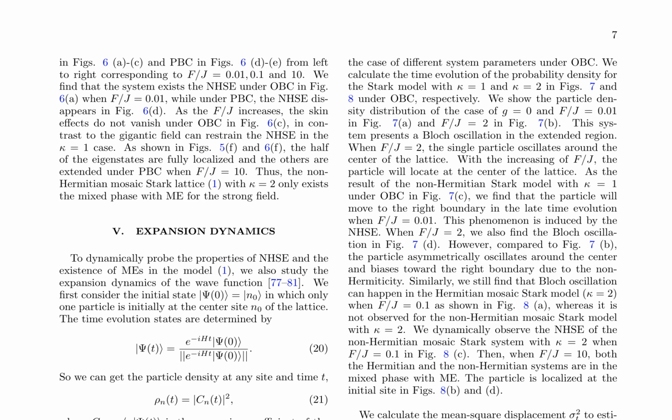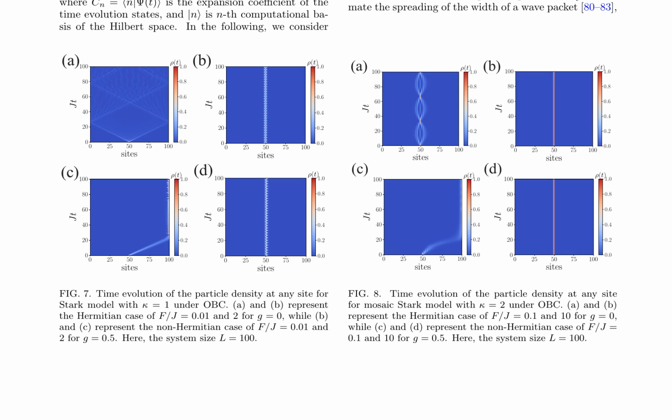Notably, the non-Hermitian Stark model with kappa equals 1 under open boundary conditions exhibits a phenomenon where the particle moves to the right boundary in the late time evolution, induced by the non-Hermitian skin effect. This effect is dynamically observed in the non-Hermitian mosaic-Stark model with kappa equals 2 when F/J equals 0.1, whereas it is absent in the Hermitian counterpart. In contrast, when F/J equals 10, both the Hermitian and non-Hermitian systems are in the mixed phase with many-body eigenstates, with the particle localized at the initial site.